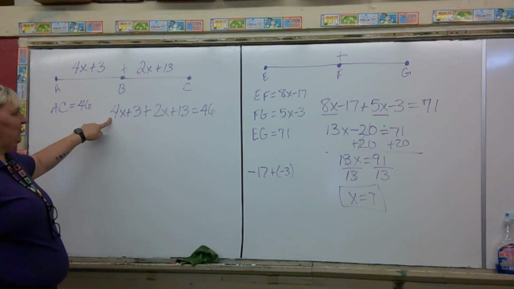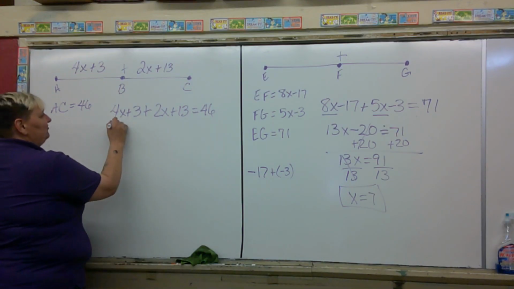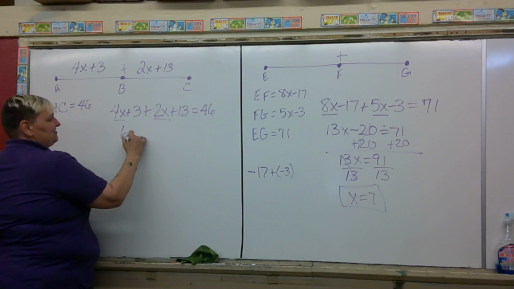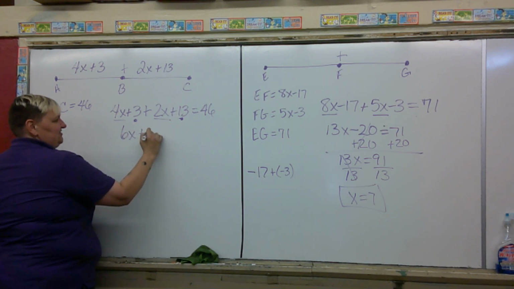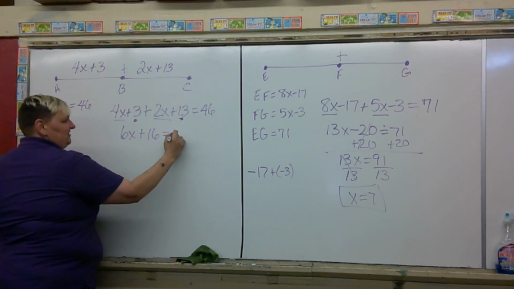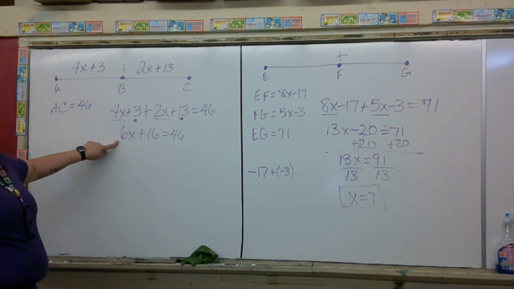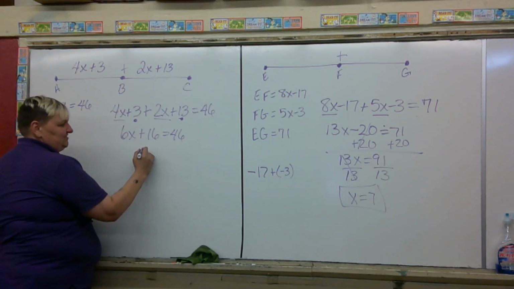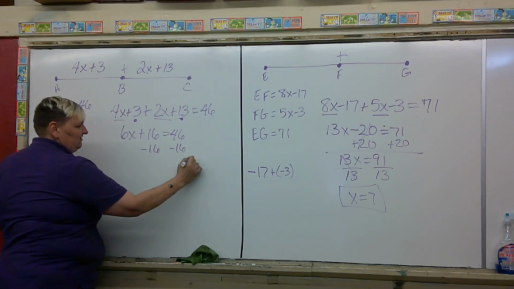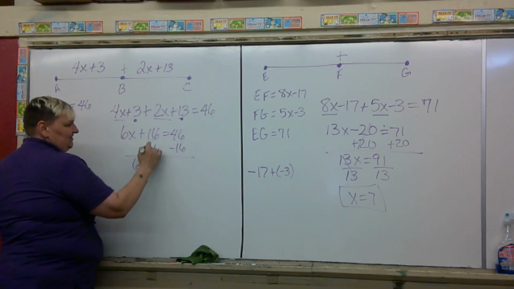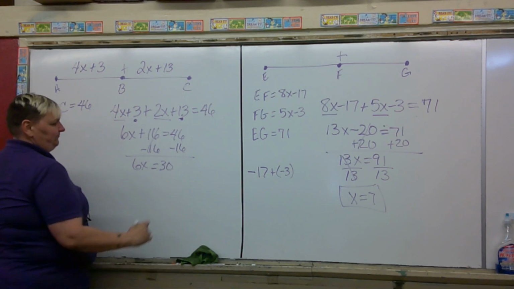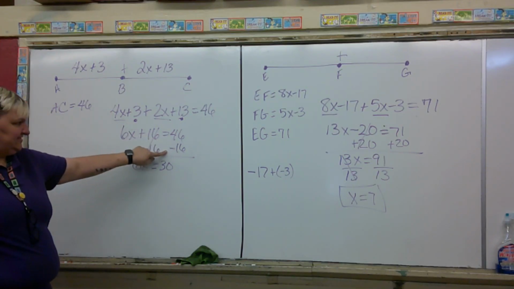Hopefully this is how you set up your equation. Now pause it. Combine your like terms. Alright, 4x and 2x is 6x. 3 and 13 is 16. Bring down your equals 46. Now you have a two-step equation. Pause it. Keep solving. Alright? Your constant is a positive 16. So we're going to use negative 16 to cancel it. Now we have 6x equals 30. That's 46 minus 16 is 30.